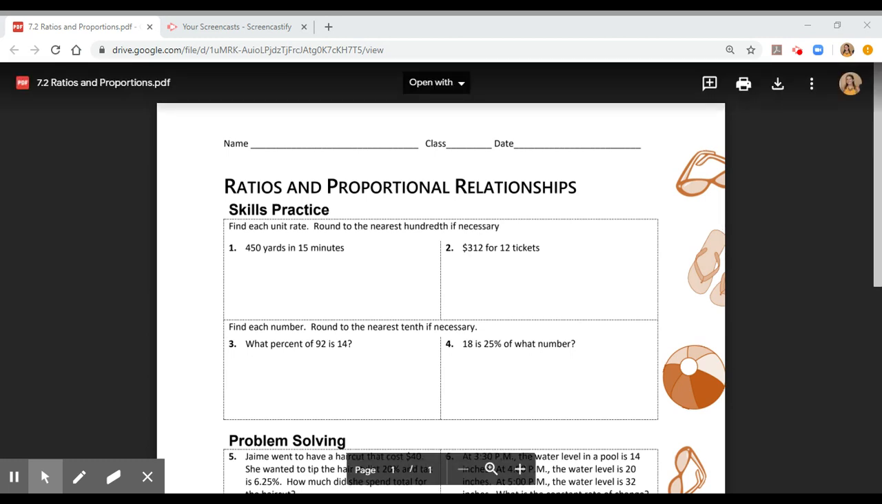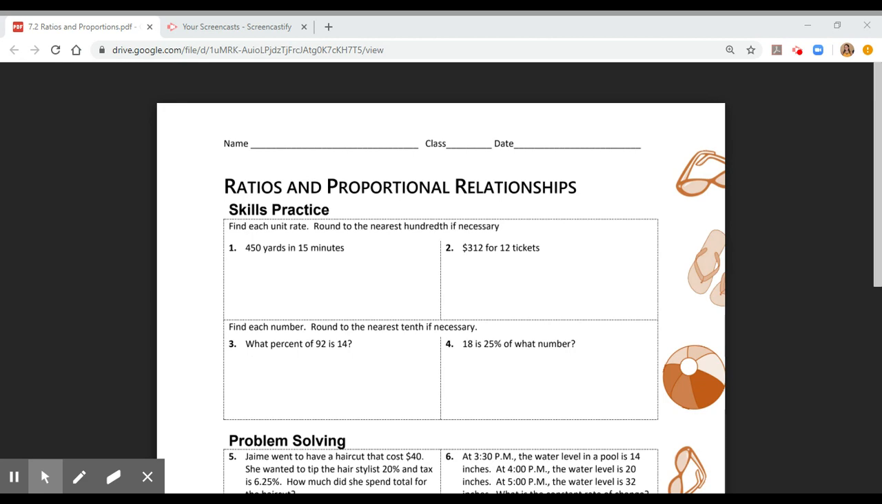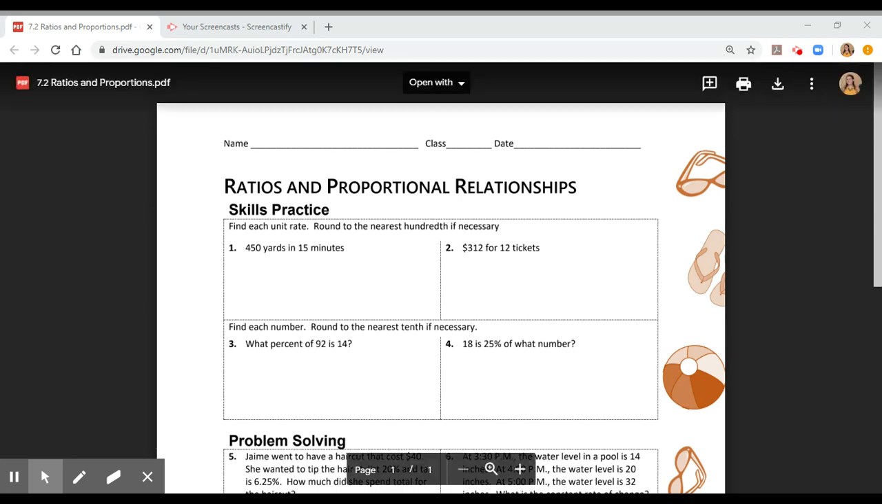So for example, the first problem asks you to find each unit rate. So that's like saying instead of 450 yards in 15 minutes, how many yards did it travel in 1 minute? That's something that you could easily calculate using a proportion, but that's also something we could graph. The idea that if something went up 450 yards over 15 minutes, that's a slope.